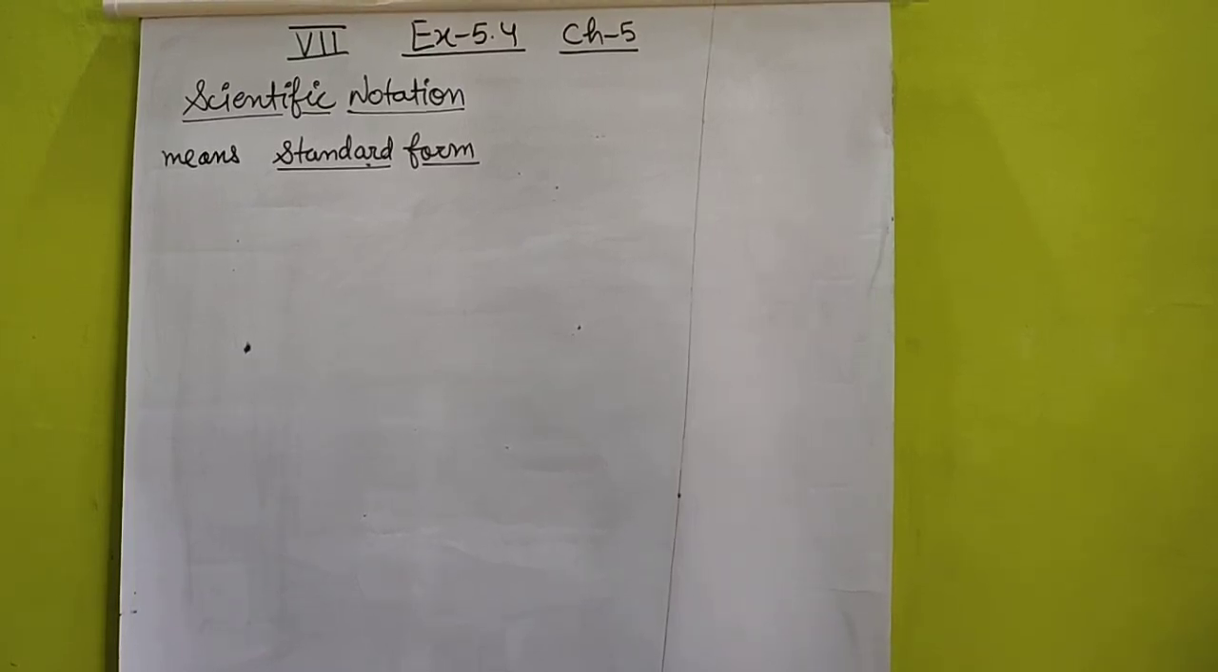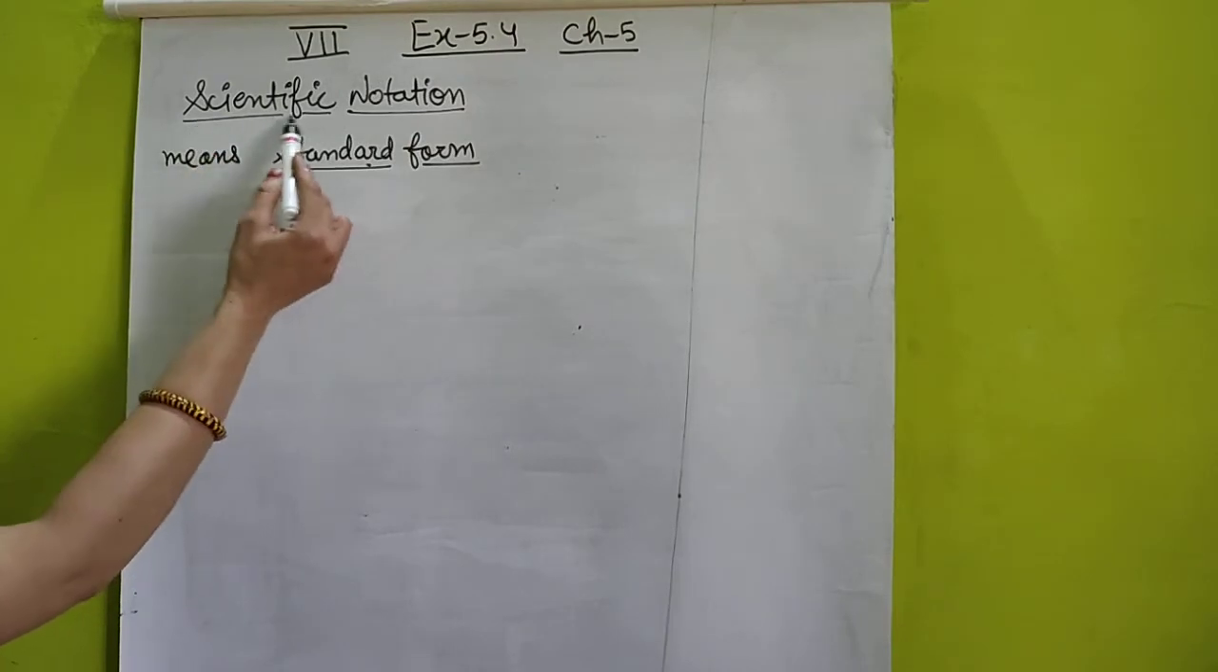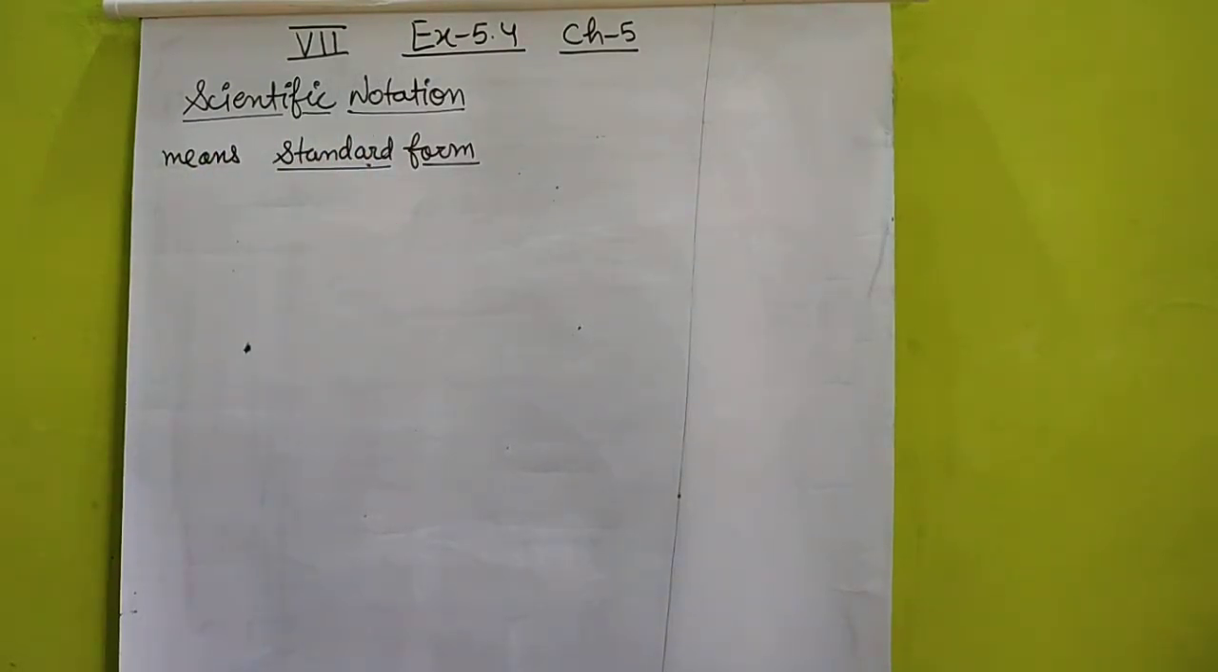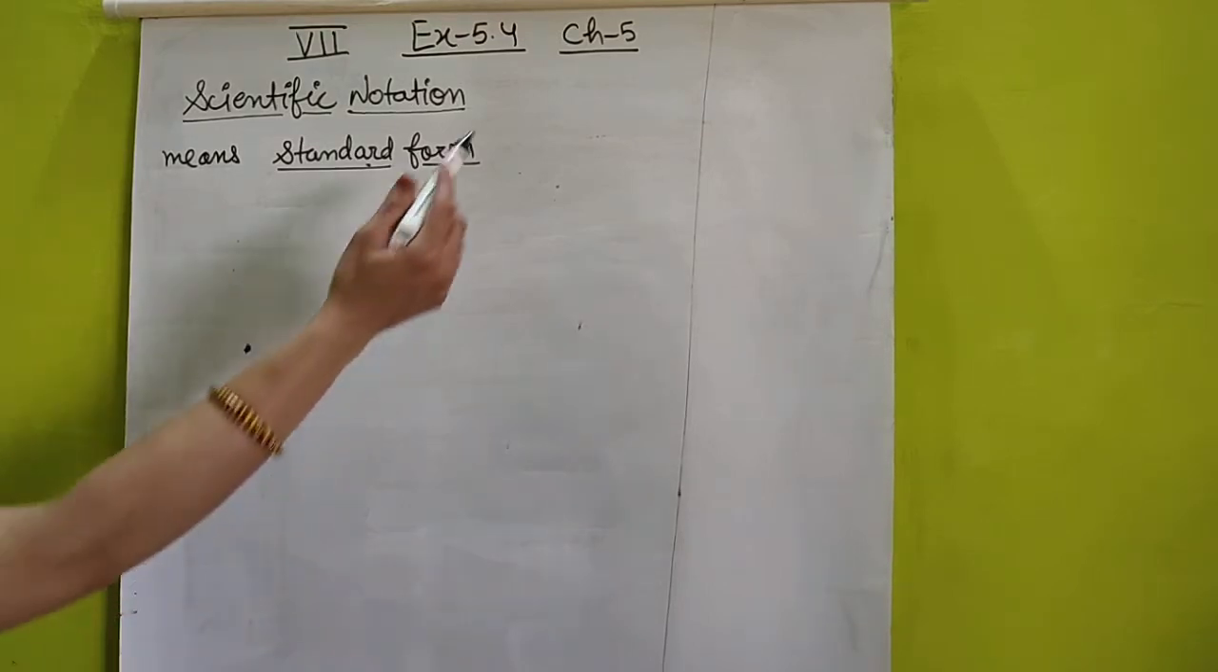Good morning, children. As you know, we are doing chapter 5, exponents, and in this chapter we have done exercises up to 5.3. Now, students, today we will start exercise 5.4 with a new topic, scientific notation. This is the last exercise, and today it will be finished. And by this, today we will finish chapter 5.